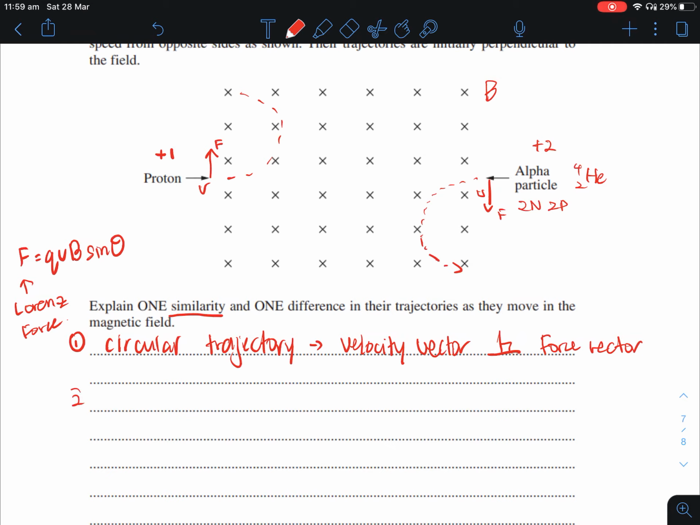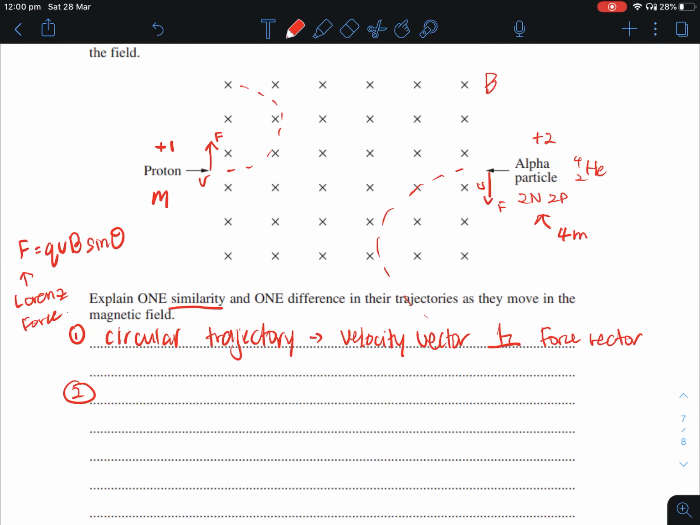Okay, what is the difference in their trajectories? Well, we know that this trajectory over here to the right actually isn't the most accurate. We know that this trajectory on the right is going to be actually a lot bigger. It's going to look like something like that, right? And so why is that? Well, we need to think about the mass. The mass of a proton, we're just going to label as m. The mass of the alpha particle, we're going to say is 4m, because the mass of a neutron is very similar to the mass of a proton. And so really, we've just got 4 protons worth of mass there.